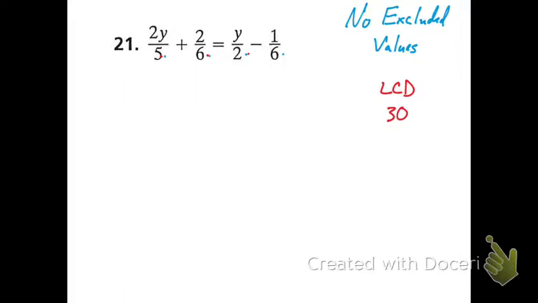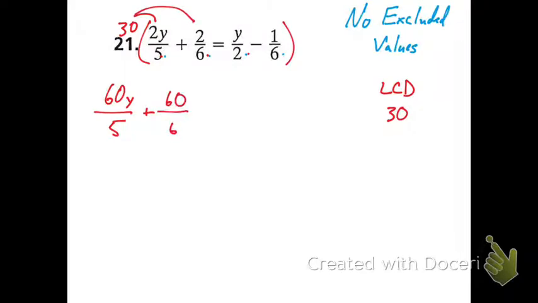Okay, so that means we have to multiply through to clear out all the fractions by 30. If you want to call it 30 over 1, be my guest. That's fine. But here's what we do. 30 times 2y is 60y, and that's all over 5. 30 times 2 is 60. That's over 6. 30 times y is 30y, and that's all over 2. And then 30 times 1 is 30. And that's all over 6.